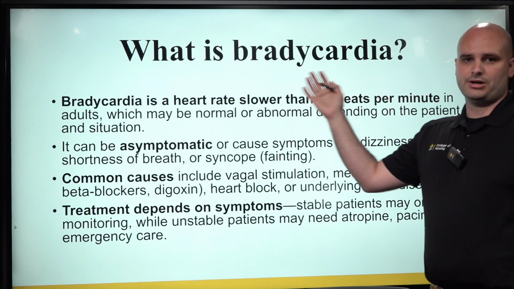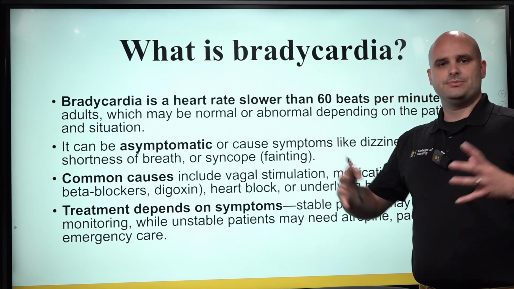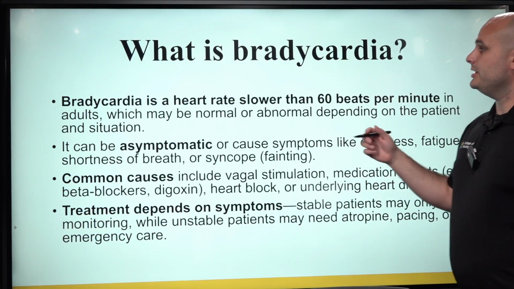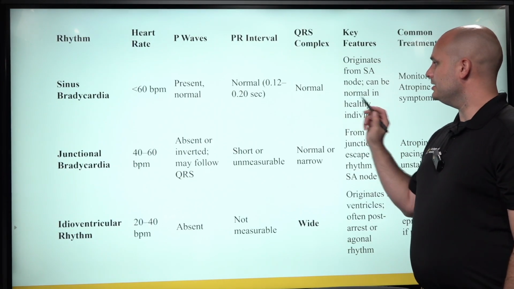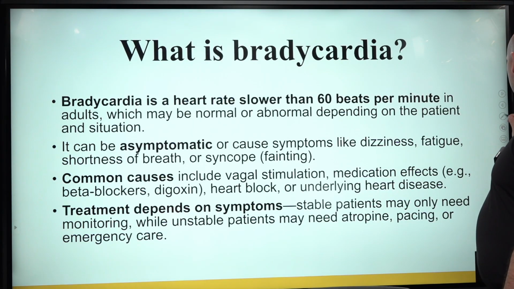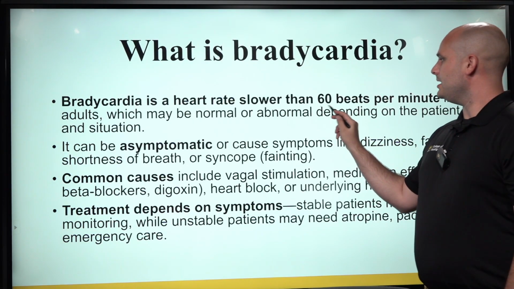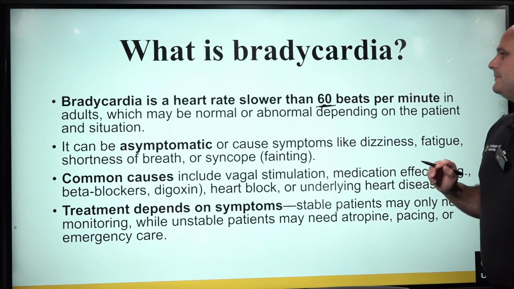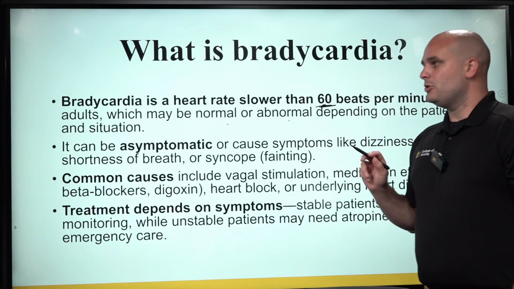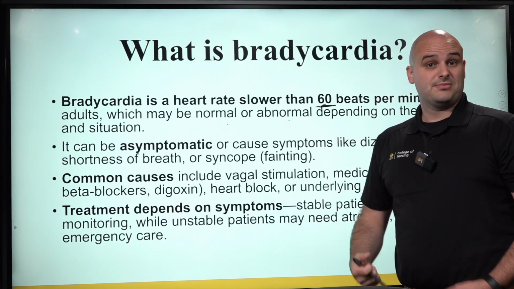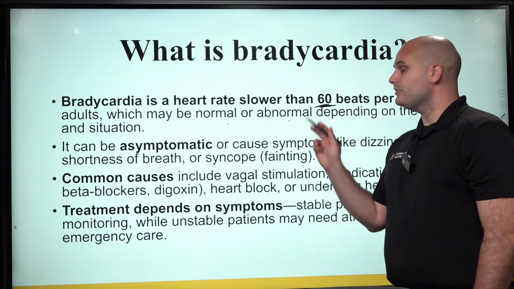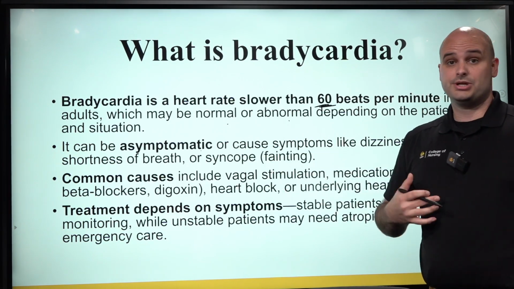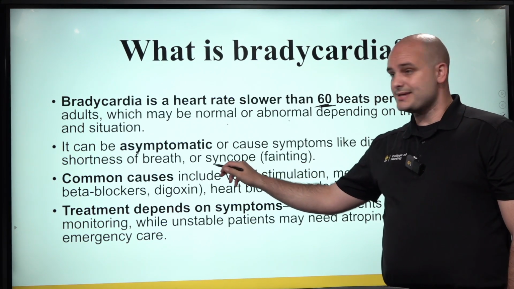So what is bradycardia? I wanted to put some of these heart rhythms in big bundles because they're treated very similarly to each other. Bradycardia is a heart rate slower than 60. It could originate from a lot of areas, but we're going to say slower than 60. And it may be normal or abnormal depending on the client, right? We might have some athletes coming in with a heart rate lower than 60, and that's okay. So it could be asymptomatic, or the patient could have a lot of symptoms, even causing them to pass out.